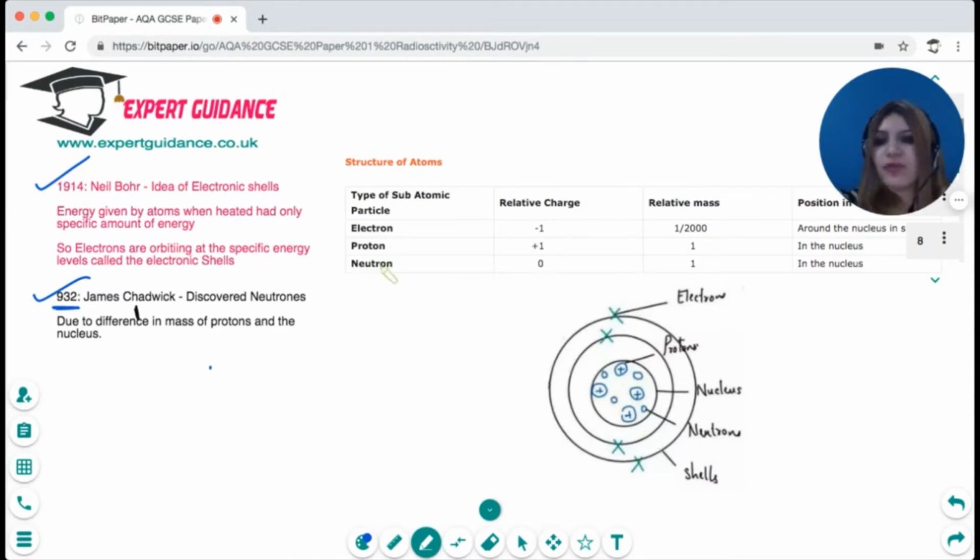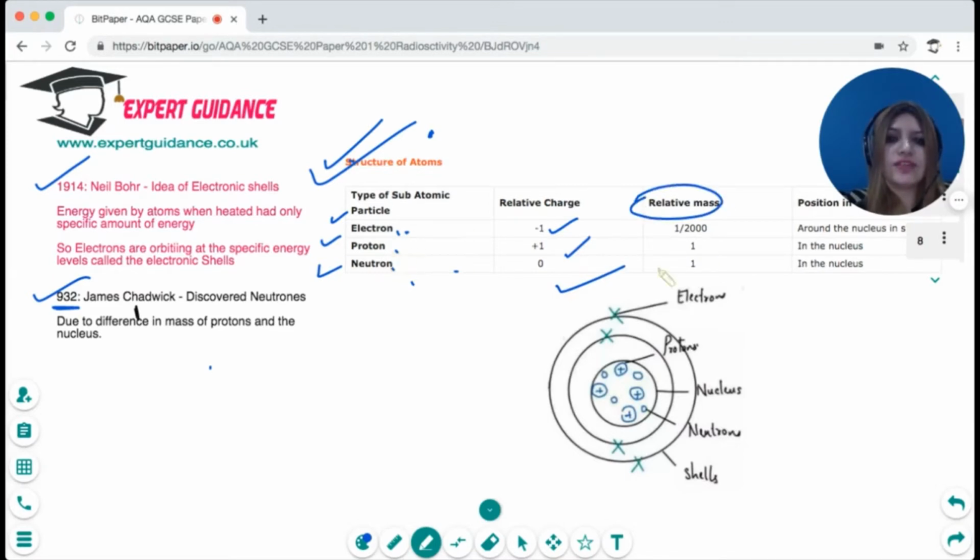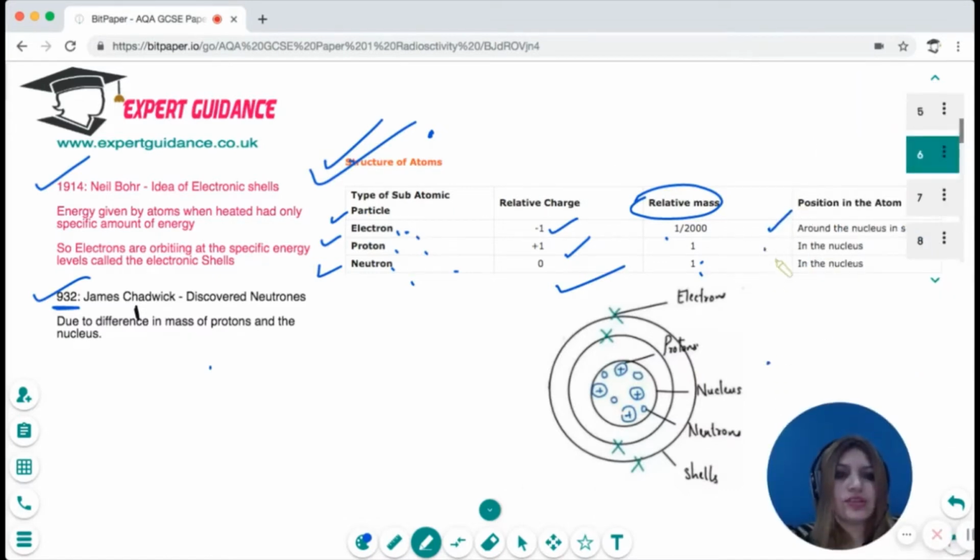So therefore, we came up with the three subatomic particles: electrons, protons, and neutrons. This table is very important. I stress it in chemistry as well. The charge of the electron is -1, the proton is +1, and the neutron has no charge. On the other hand, the relative mass of the neutron is 1, the proton is 1, and the electron is 1 over 3000. The electrons are moving around the nucleus in shells. The protons and neutrons are in the nucleus.